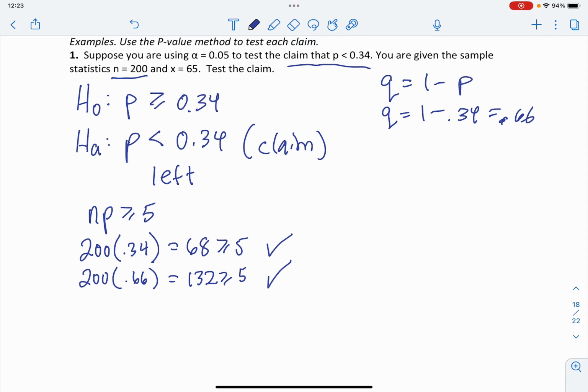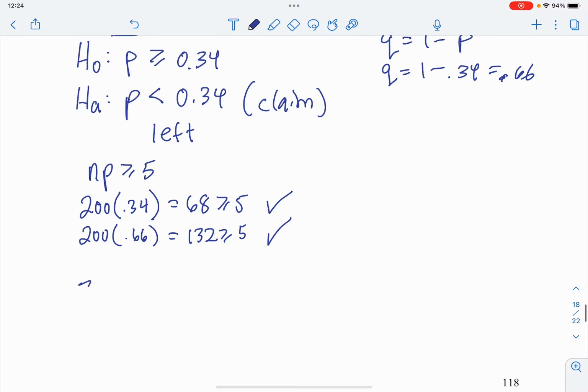Oftentimes you can do that step without really writing anything down. You can just eye it. And if either of those falls below 5, you stop. You cannot run the hypothesis test. Whoever did the research needs to go back and get more people. The next step is getting that z.